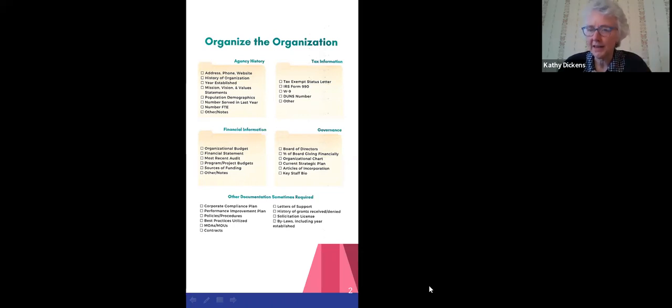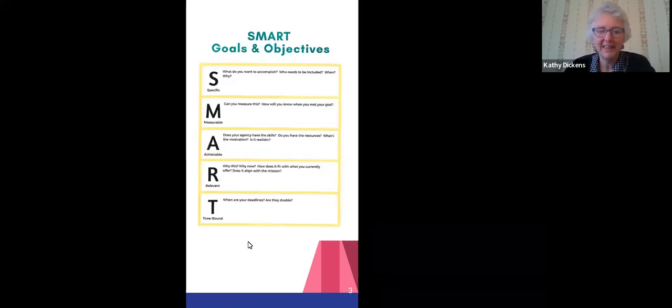They all vary, but these are a long list of documents. Collect what you have and keep them in a file. But don't let it daunt you. If you can't check every box, that doesn't mean you won't be eligible for any grant, but that's a great laundry list. The next thing we wanted to talk about really were goals and objectives.